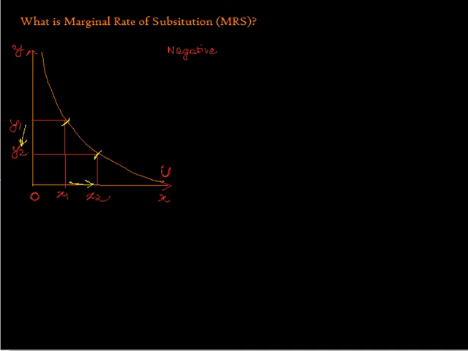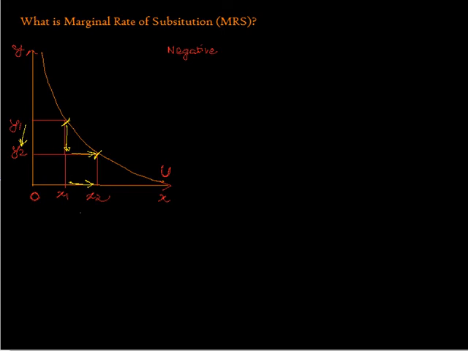Earlier he was at this point. He has given up this much amount of y. In order to remain at the same indifference curve, he has to get this much more amount of x. So the curve is drawn so that the slope diminishes as x increases. Now this graphical representation reflects the assumption that the individual becomes progressively less willing to trade away y to get more of x.